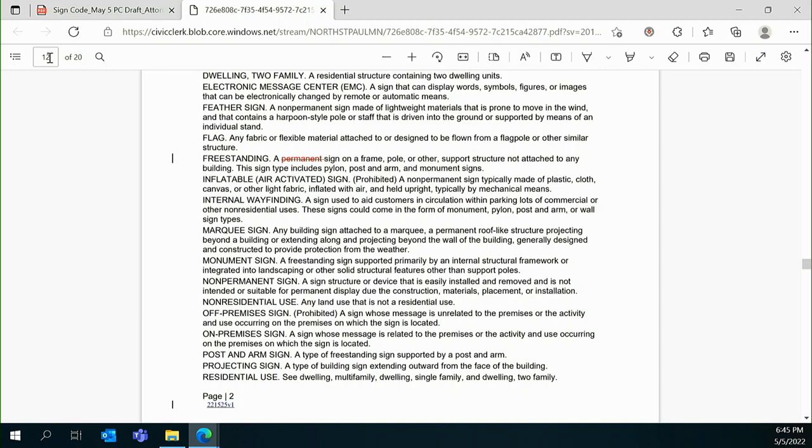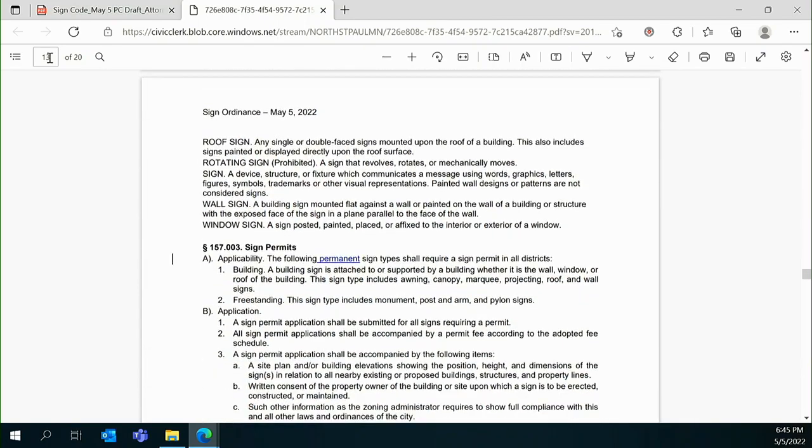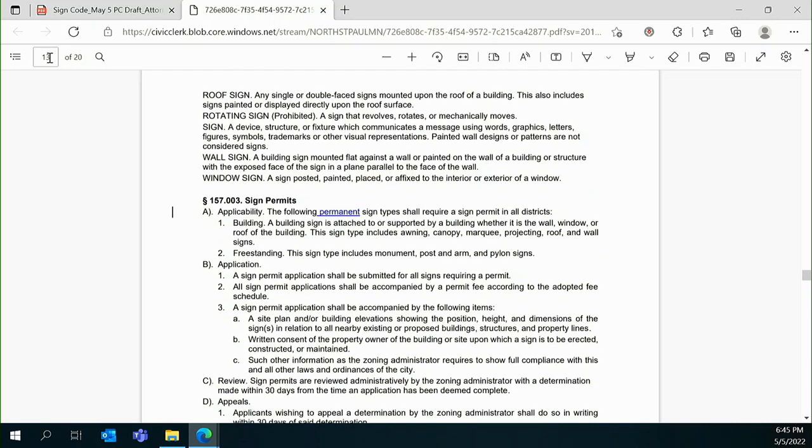157.003A, number 1 is basically just duplicating the definition that we have above. Right. And so, I lost where you are. Could you help me? Under the sign permits section, near the top, the second paragraph. It's just right after the definitions end.